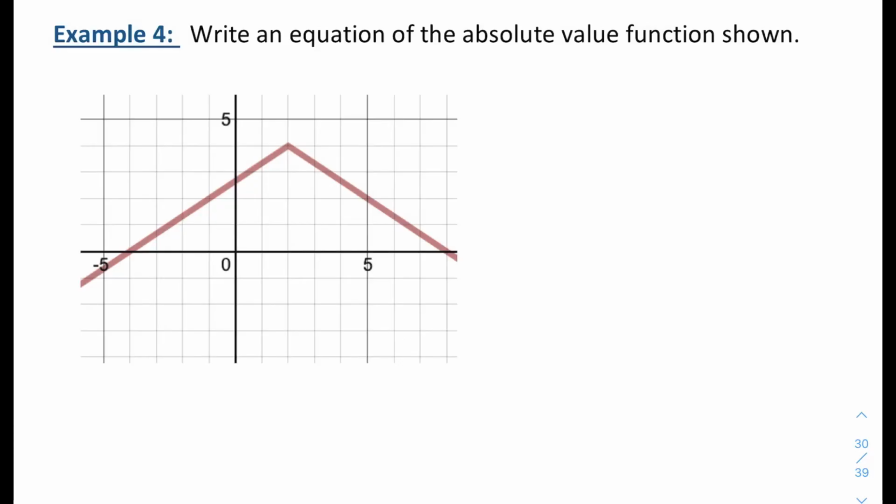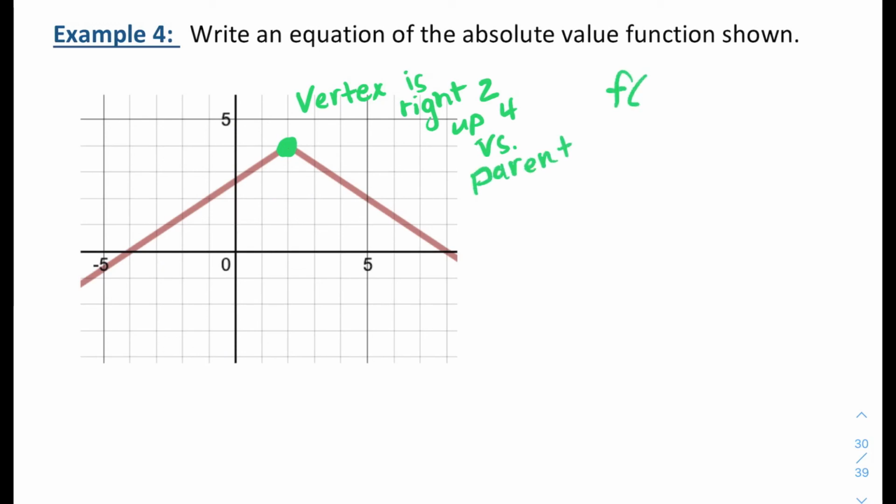Alright, we're going to write an equation for this absolute value function, which I would rather do than graph any day. So my vertex is at 2, 4, so it's translated right 2 units and up 4 units compared to a normal parent function for absolute value. So let's start with that when it goes time to write my equation. So I'll do f of x equals absolute value of x minus 2, plus 4, which would translate it to the correct location. And then I need to decide if this has a stretch or a shrink or a reflection, so I might need something out in front there.